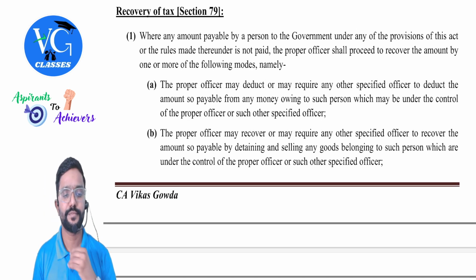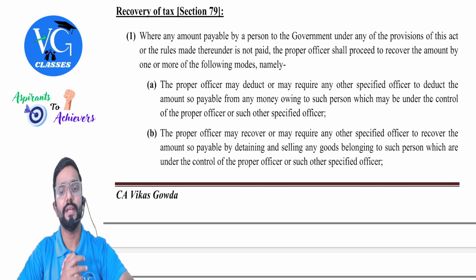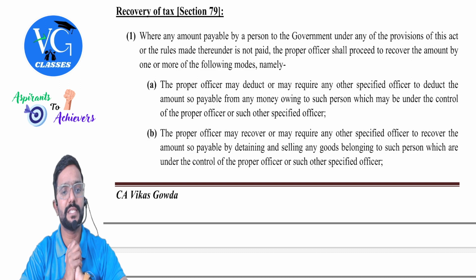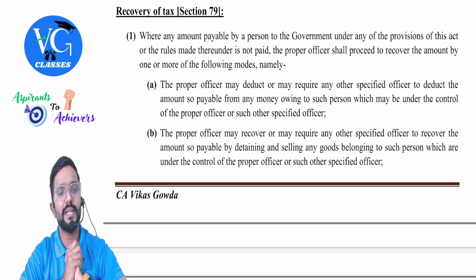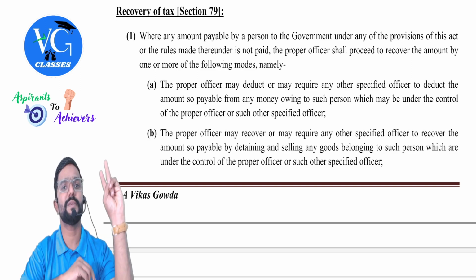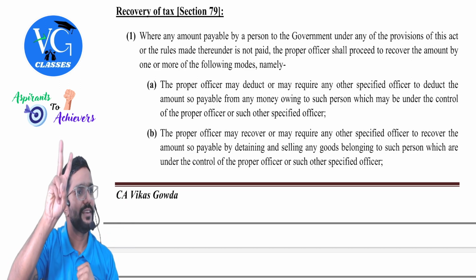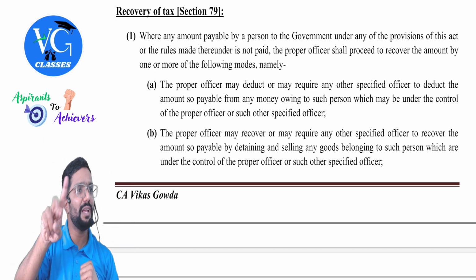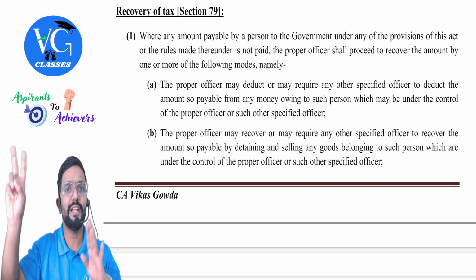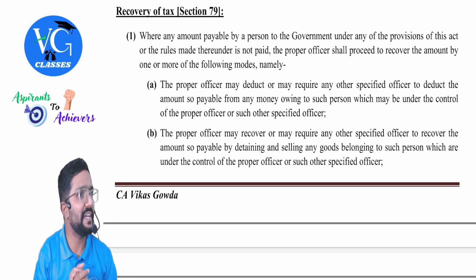Clause A. The proper officer may deduct or may require any other specified officer to deduct the amount so payable from any money owing to such person, which may be under the control of the proper officer or such other specified officer. Now assume a registered person was supposed to pay 20 lakh. Now he has applied for a refund of 2 lakh. Even though he is eligible for the 2 lakh, will they process it? No. They will tell 2 lakh adjusted. Thank you. Pay remaining 18 lakh.